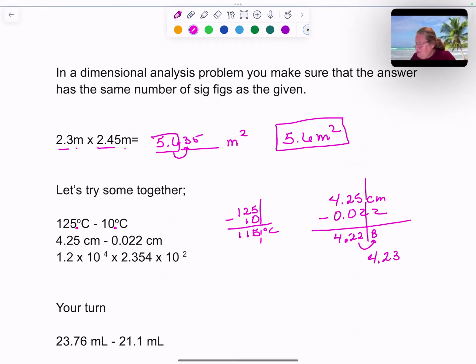Okay, here's one in scientific notation. And if you notice, we are multiplying here. So we do this on our calculator, 1.2 times 10 to the fourth times 2.354 times 10 to the second. And remember, you might need to add those parentheses depending on what calculator you have. So this gives me a really big number.